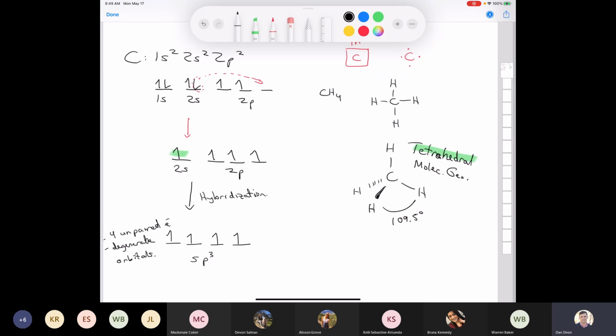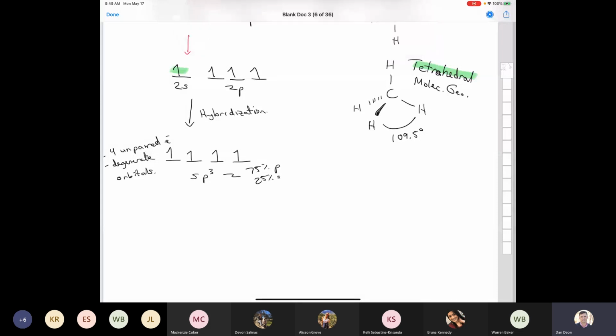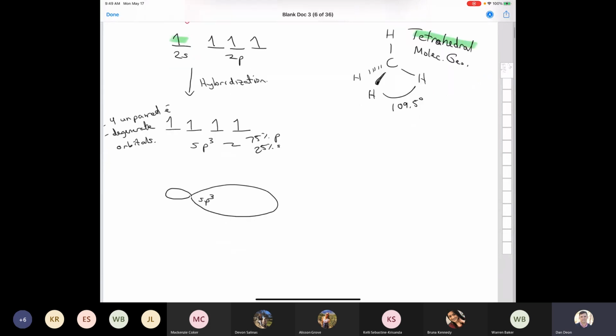Okay, now if you're very astute, your next question might be, what does an sp3 orbital look like? Well, the sp3 orbital is 75% p and 25% s, right? So an s is a sphere, a p is like a peanut or a dumbbell. But this is how we draw it. We draw it with a big lobe like this and a small lobe like that, and then we call it sp3. Now there's an even simpler way to draw it, and that is to just draw the big part of the lobe like this, and then just write sp3.